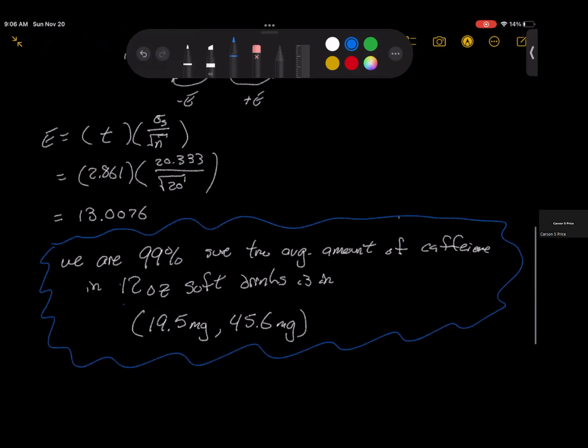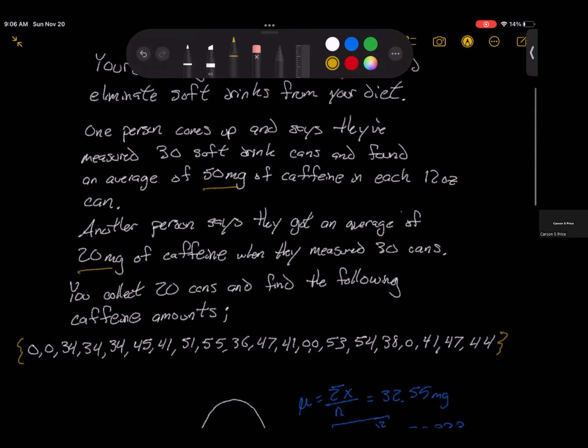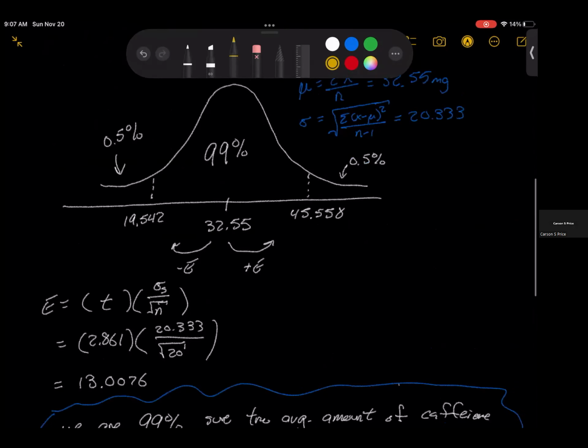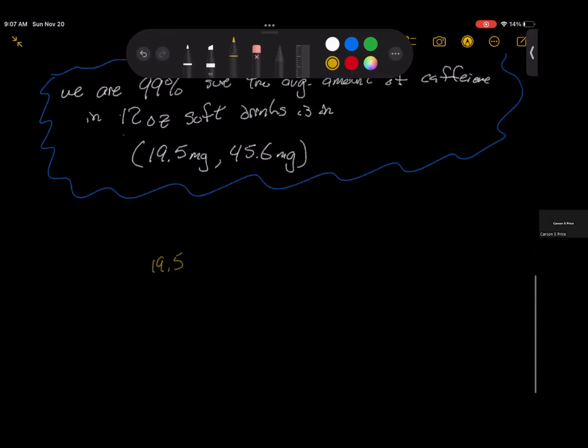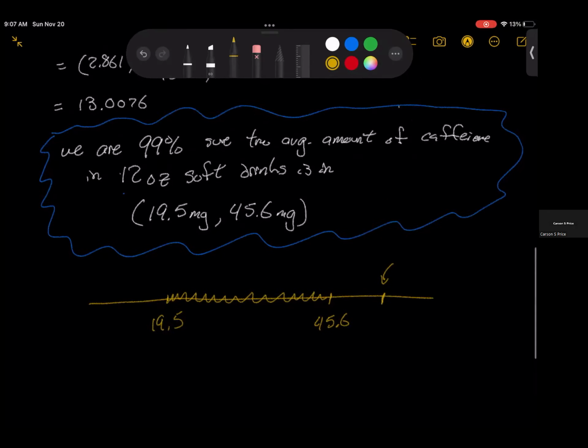Now let's see what these two guys said to us at the beginning. One person came up to me and said that they've measured 30 soft drinks and found an average of 50 milligrams of caffeine. Well, I'm 99% sure that the true average of caffeine amounts is somewhere between 19.5 and 45.6. I'm 99% sure that it's somewhere over here. And yet this guy is coming up and saying it's actually 50. So I can probably dismiss him.